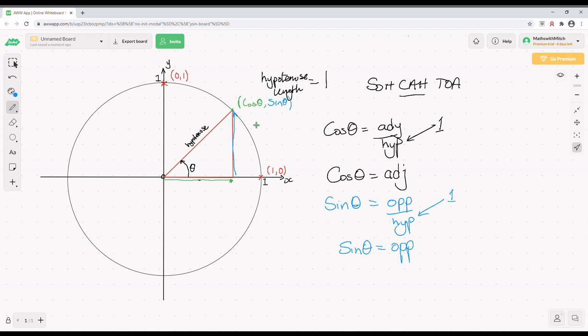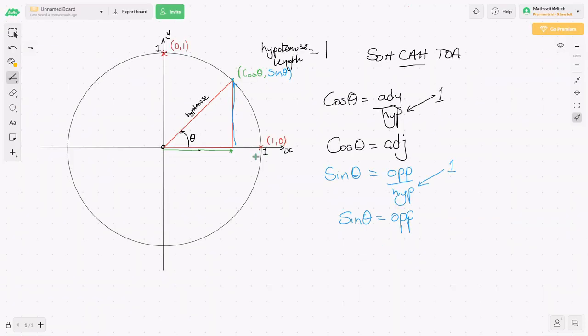So now that opens up a whole host of possibilities because we can now define the coordinate point as we rotate around the circle using cos theta and sine theta. We've now said that cos theta represents the horizontal distance, sine theta represents the vertical distance.